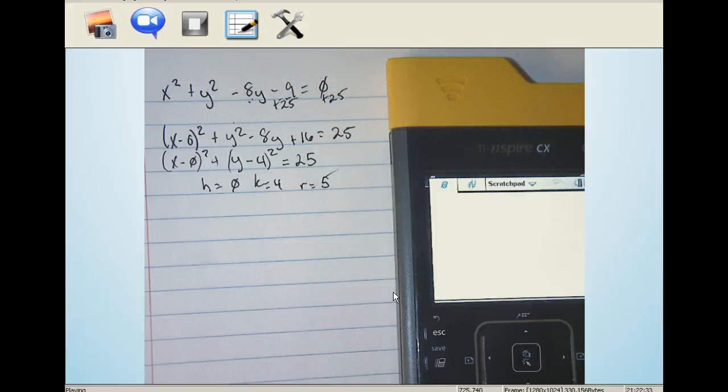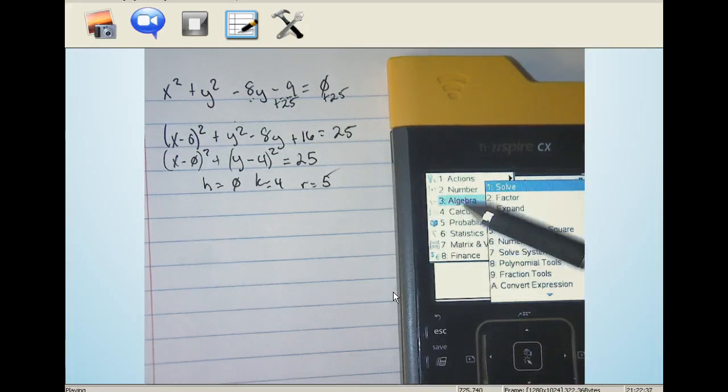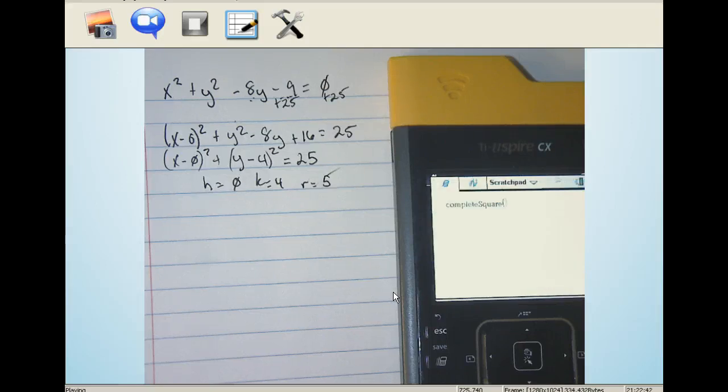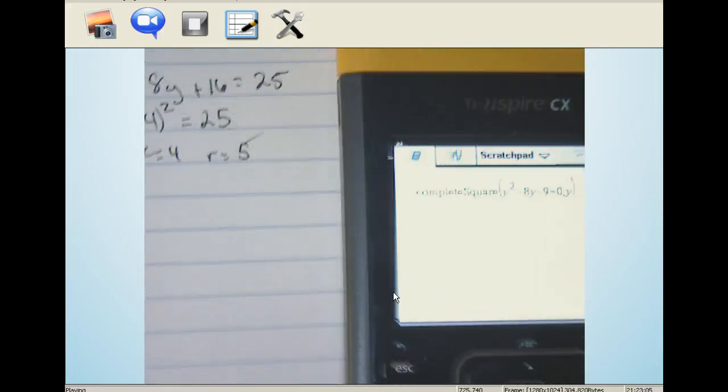So what I would do is, there is a complete the square tool under algebra. You have complete the square right here, number 5. And we just put in there this part of the equation right here. So I enter y squared minus 8y minus 9 equals 0. I want to complete the square and factor it for y, comma y. You see how that looks in there?